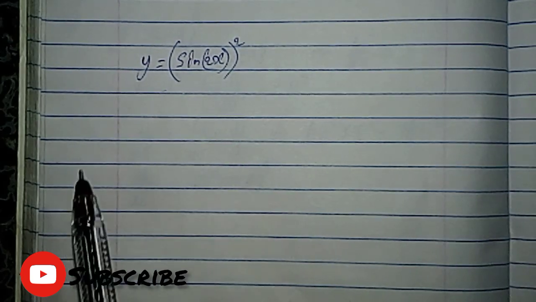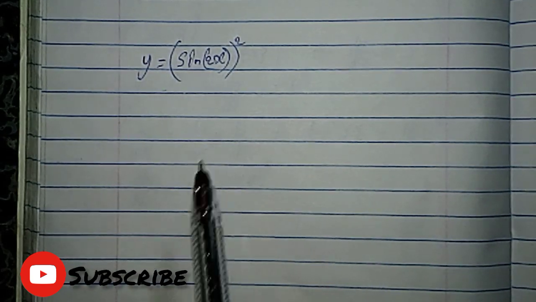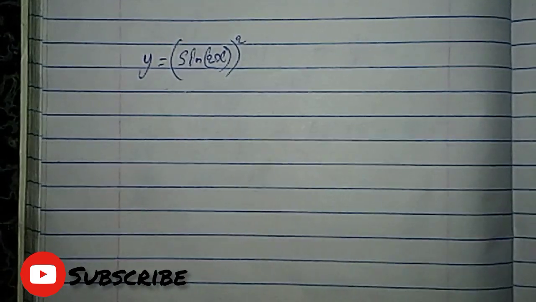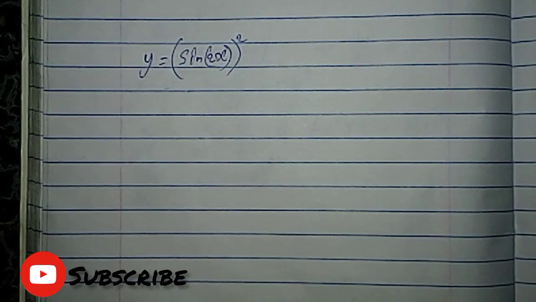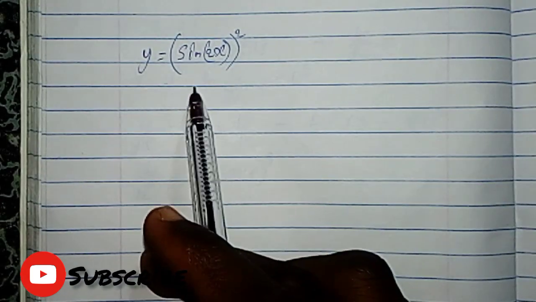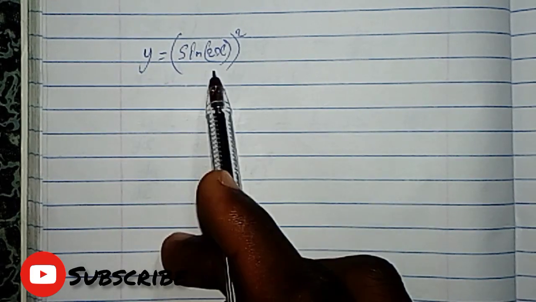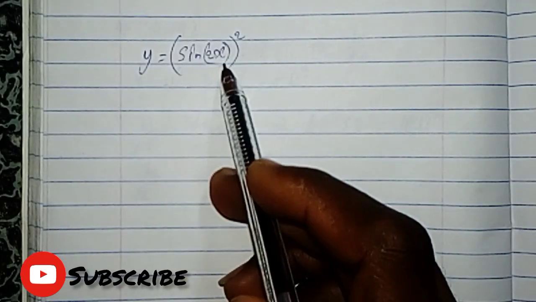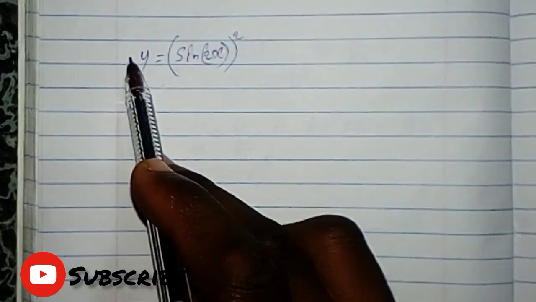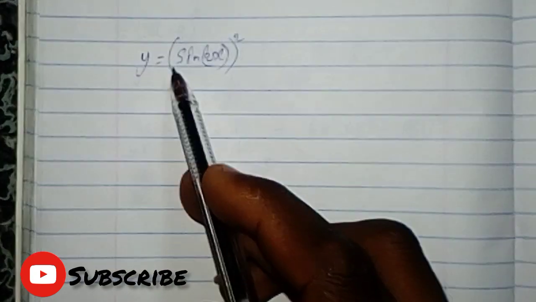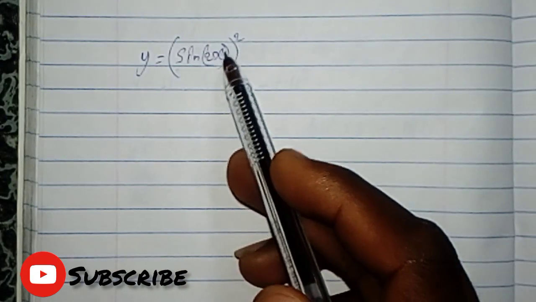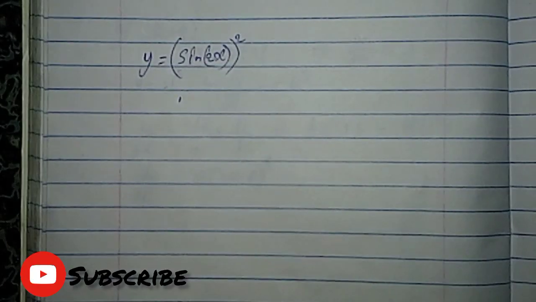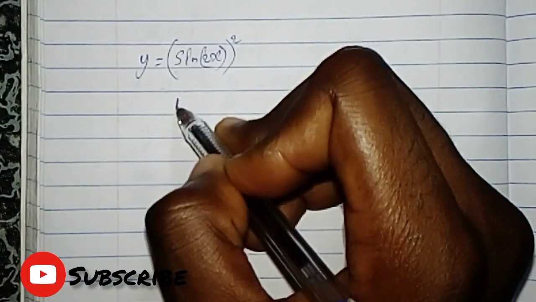Now example, y equals sine 2x all raised to the power of 2. Notice sine 2x depends on the power of 2. Therefore, we can actually make sine 2x a single variable so as to be able to differentiate that single variable raised to the power of 2. Now, what could be that single variable? It can be anything. I normally use x. You can use anything for that.